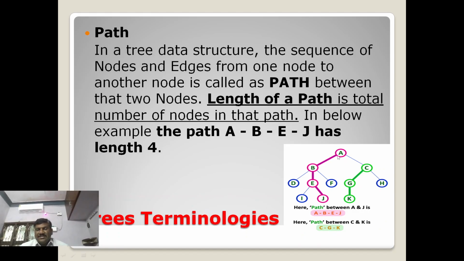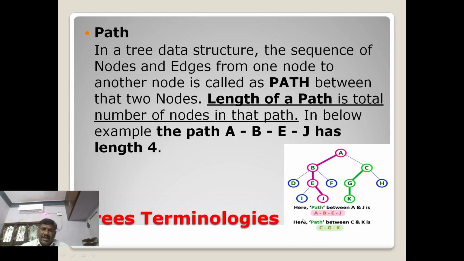Path. So what is a path? The path is the link. We go through the links from the root node to a particular node, any node you like. For example, the path to F is A to B, B to F. The path between A and J is A, B, E, J.